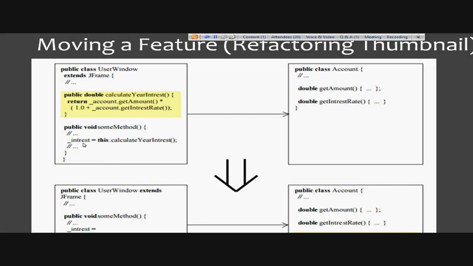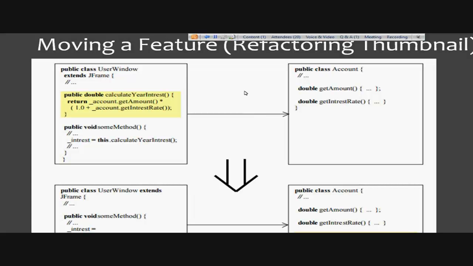There is also an account class which is still there. This method, which does not belong to the user window class, is pushed down. It is extracted and then fitted into the account class. So the feature of calculating the year interest is moved to the account class. This is nothing but a push down or moving a feature. Again, you can definitely practice moving up as well. And this is nothing but a refactoring thumbnail.